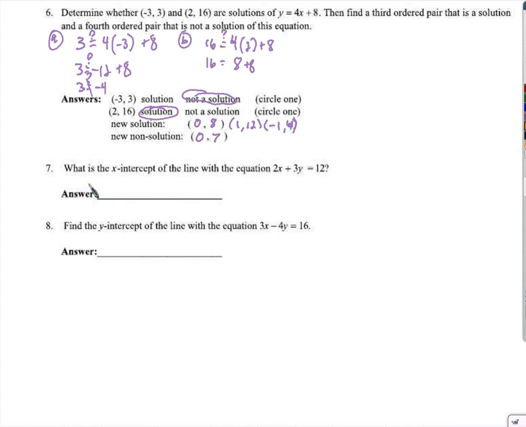All right. What is the x-intercept of this equation? What does the x-intercept mean? If we look at a graph, that is atrocious.